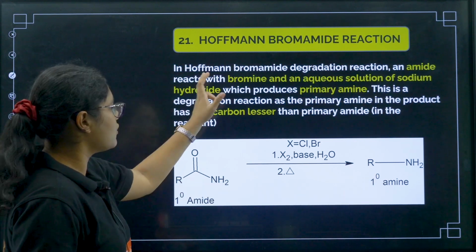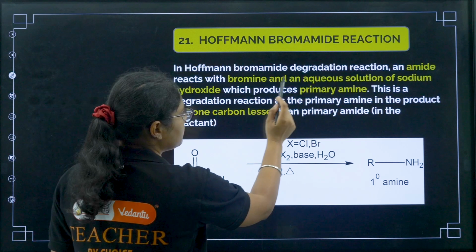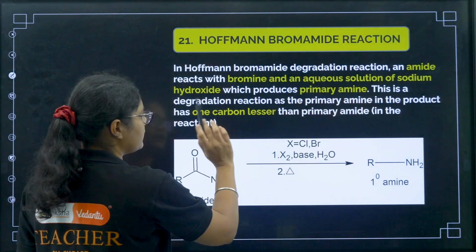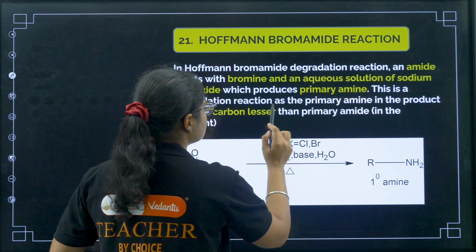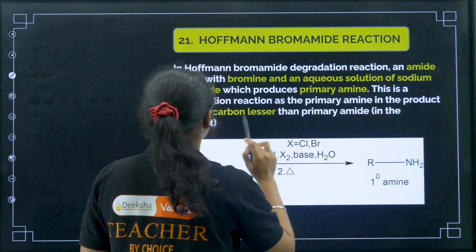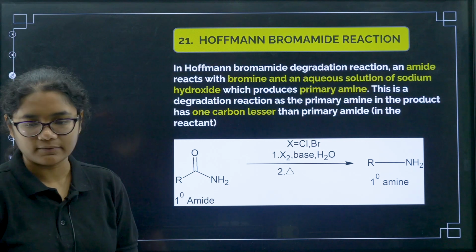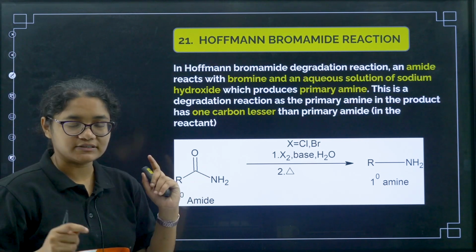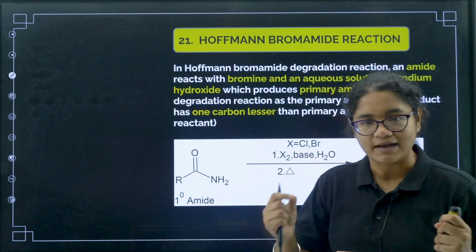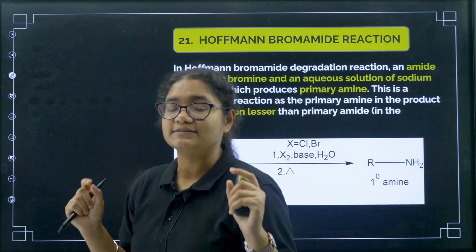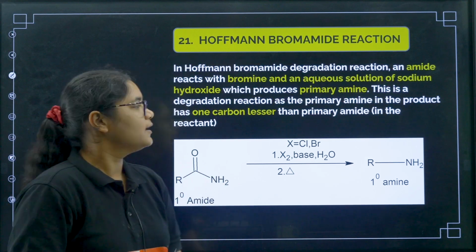Okay, so you can see in Hoffmann bromamide reaction, an amide reacts with bromine and an aqueous solution of sodium hydroxide which produces primary amine. Now this is a degradation reaction in which the primary amine in the product has 1 carbon lesser than the primary amide in the reactant. Okay, so this is important. Whenever you see in the conversion questions that there is 1 carbon less, then directly you can guess that it must be a Hoffmann bromamide degradation. Okay, fine.